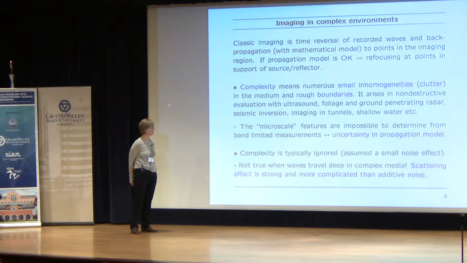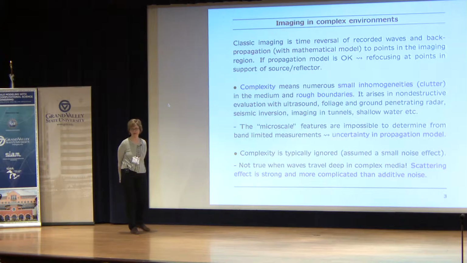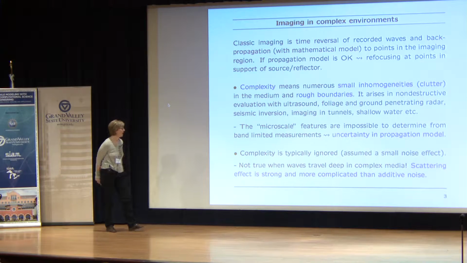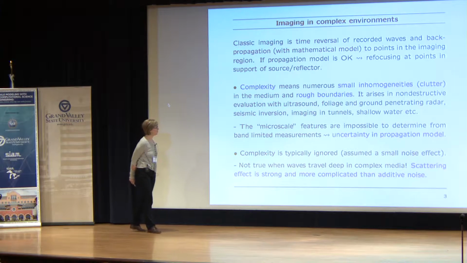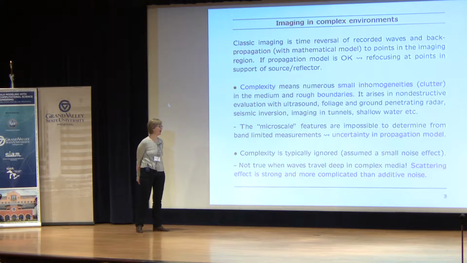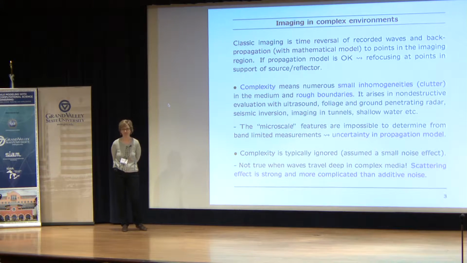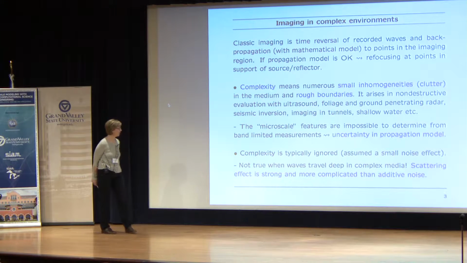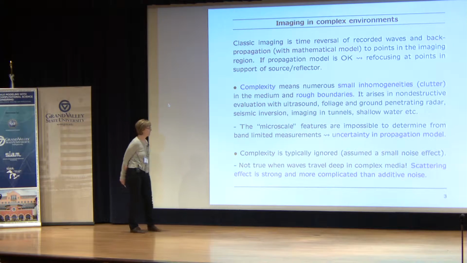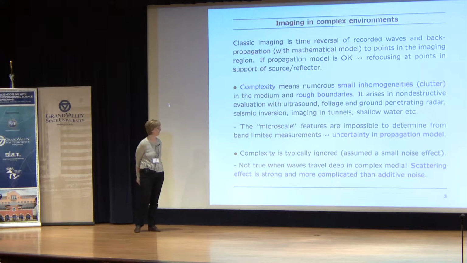Okay. So the fact that we have complexity is quite a challenge in imaging. And the point here is that this complexity is basically a microscale feature of the environment through which the waves propagate. And these microscale features cannot possibly be known, and they cannot possibly be determined from the data that we measure, simply because we have band-limited data. And so this complexity is a source of uncertainty in the problem. So we have to live with this uncertainty.